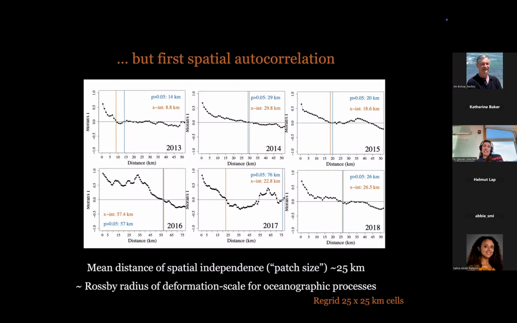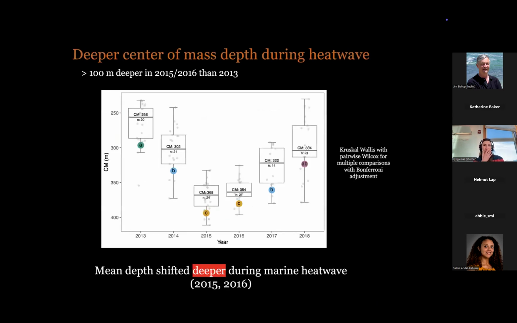You can also think of this in terms of a patch size, essentially. For each year of our study, we found a mean spatial autocorrelation distance of about 25 kilometers. After that, there was more spatial independence. So we regridded everything into 25 by 25 kilometer grid cells, and everything I'll be sharing after this has been regridded.